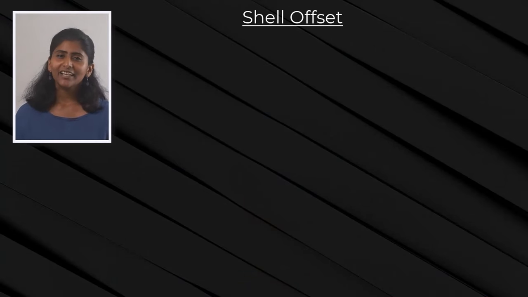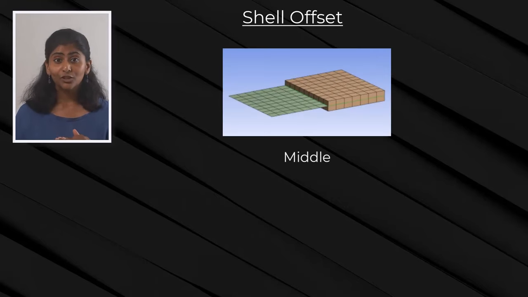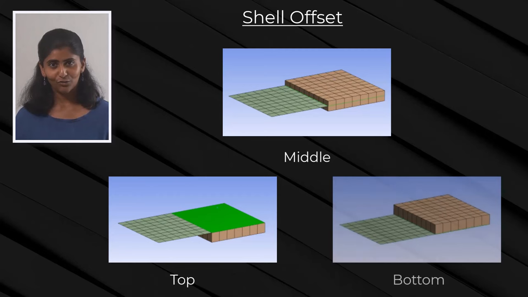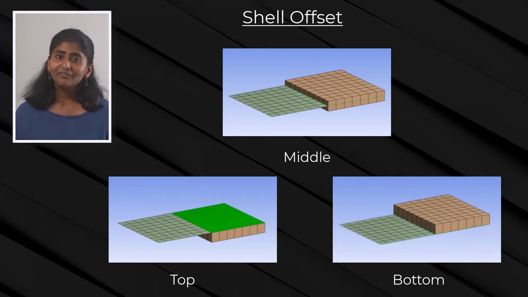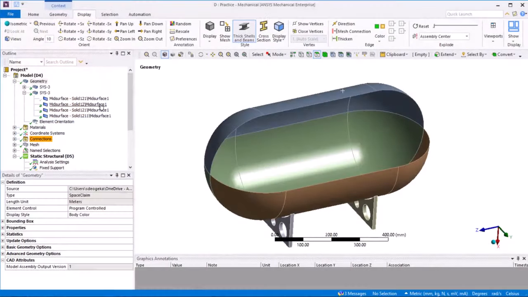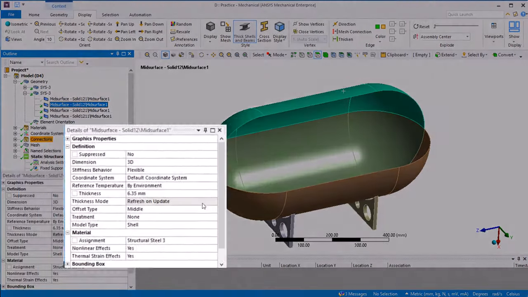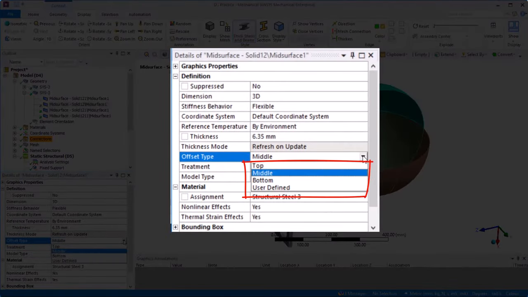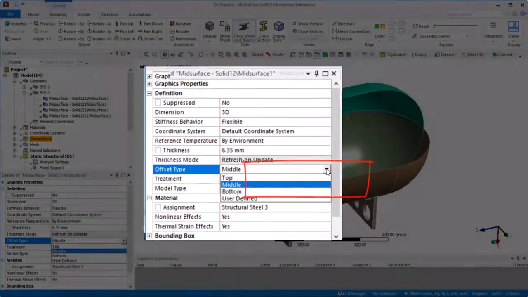The other attribute, shell offset, helps in identifying whether the surface represents the mid-surface, the top or bottom of the actual geometry. The default is that the surface and the corresponding mesh will represent the mid-surface, but one can change it to any location between the top and the bottom faces. Offset type can be chosen in the drop-down menu located in the details view of a surface body.